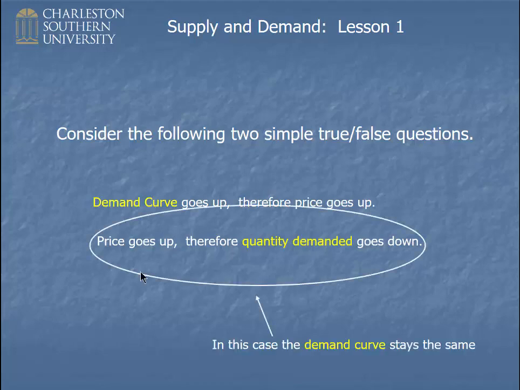So I forgot about this slide. In this second statement, you'll notice that the price goes up, therefore quantity demanded goes down, but it doesn't say anything about the demand curve. The demand curve actually stays the same, and I have a slide coming up in a moment that will drive that point home, I hope.